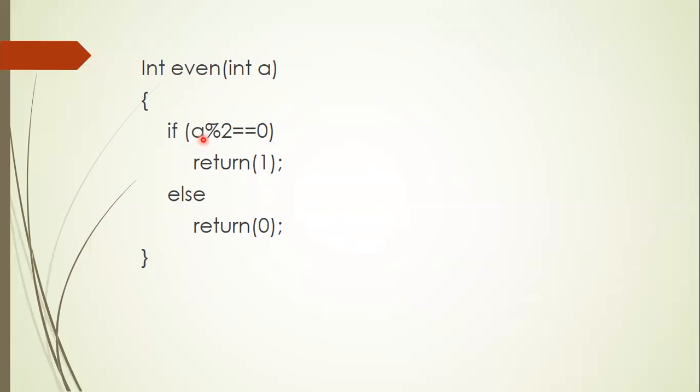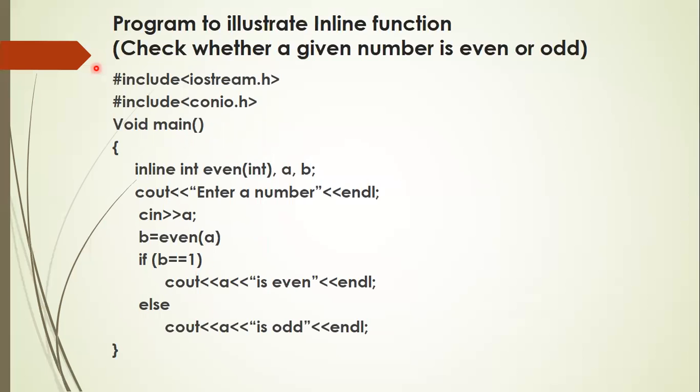Next, if a modulo 2 equals 0, it's an even number, in that case return 1, else return 0. So 1 returned means the given number is even, and 0 returned means the given number is odd. So this is the function definition. In the function definition, don't add the word inline. You start with the return type, function name, and the argument declaration, then you write the statements one by one, then return.